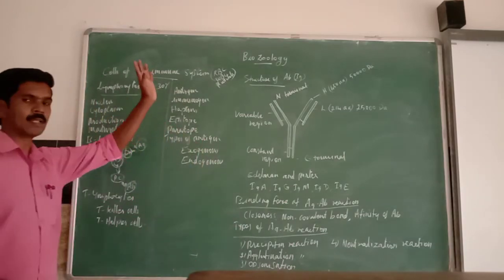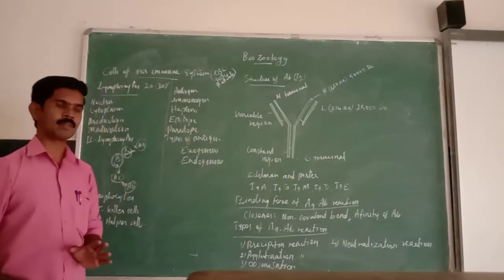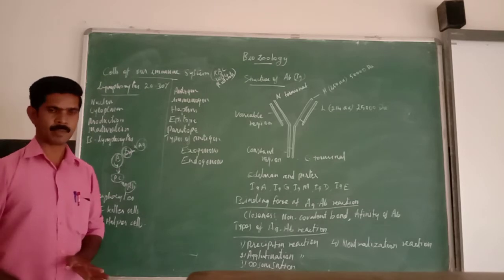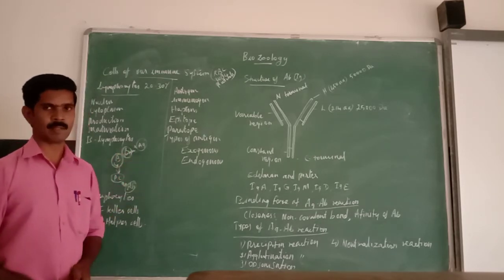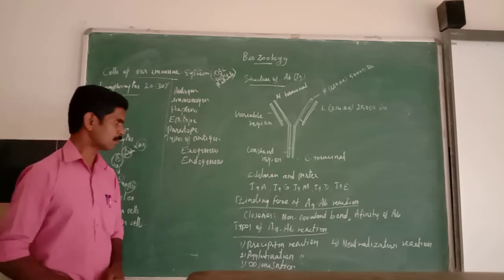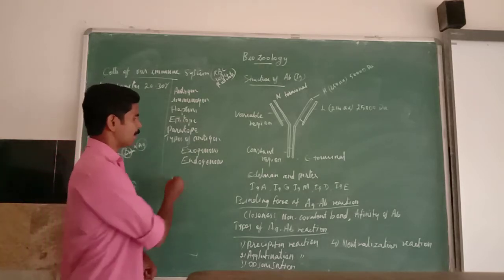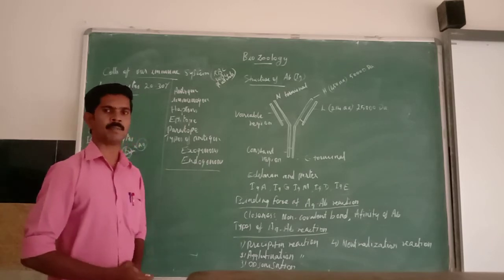So now we have completed one important cell of our immune system, the lymphocyte. Many 1 mark questions are there, and this is one of the very important 5 mark questions. Understand, my dear students? Now we are going to study some very important 2 mark questions.